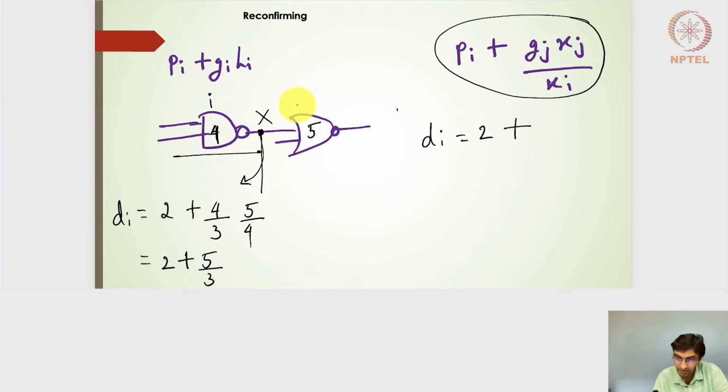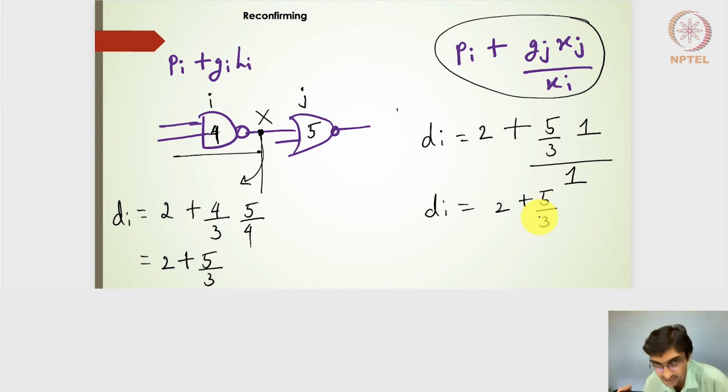not from the ith node. So this is the ith node, and then let's say this is the jth node, not from the ith node, but from the jth node. So it should be 5 by 3. And xj turns out to be nothing but 1 because the gate size is 5. So I'll have the driving factor as nothing but 1, and then divided by xi, which is the driving factor of the ith stage, which is nothing but 1. So I will now have di as 2 plus 5 by 3. Turns out to be the same.